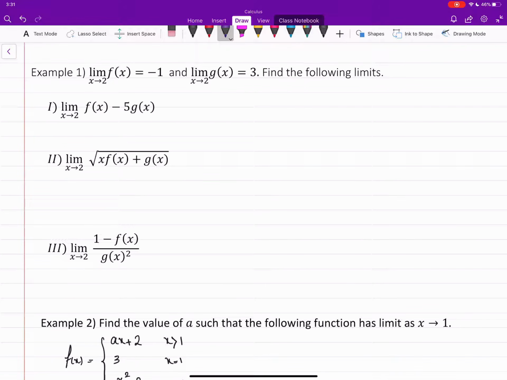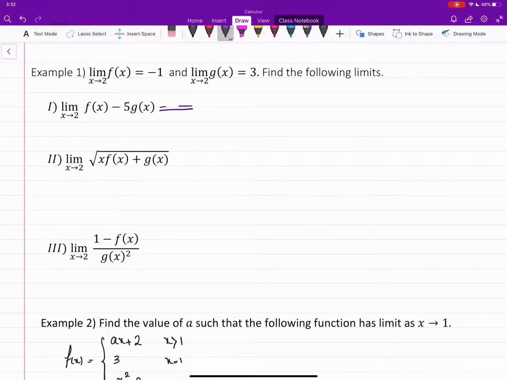Hi, in this video we will do some examples for the limit laws. For example 1, we have two functions whose limit as x approaches 2 is given. For f it is -1, for g it is 3. We don't know what f and g are, we only know they have limits and the values of their limits are known. So here, for the first part, we are looking for the limit of f(x) minus 5g(x).